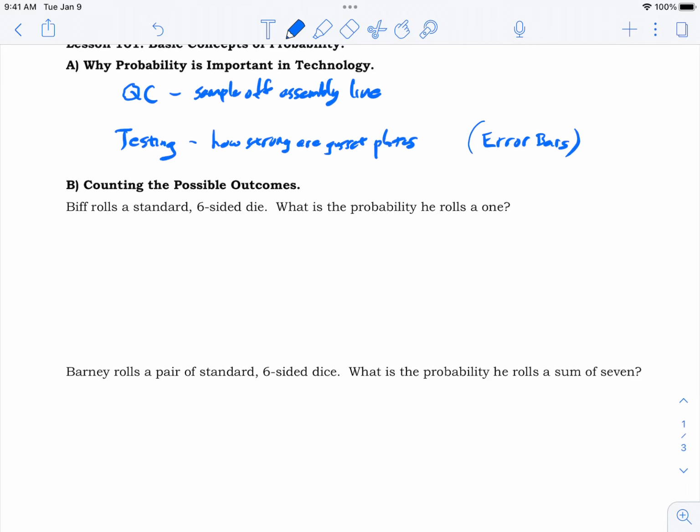Okay, so there are 2 questions that you always ask. Question 1: how many ways can we get a 1?